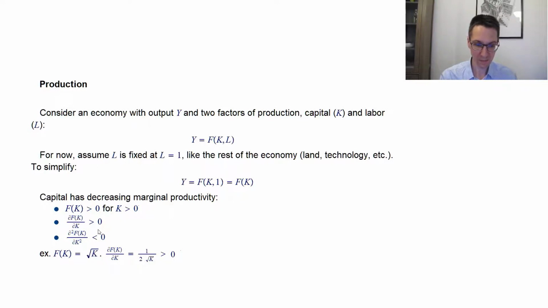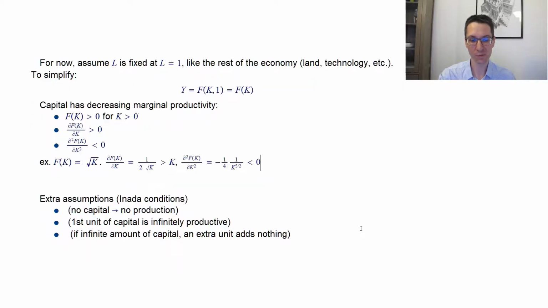And then the second derivative, so I derive this expression a second time. So what do I get? Since k is at the bottom, I'm going to get some negative amount. So minus 1 over 4 multiplied by 1 over k to the 3 halves. And this is indeed smaller than 0. All right. So this is a basic function that would be valid for that. So keep that in mind if you're confused.